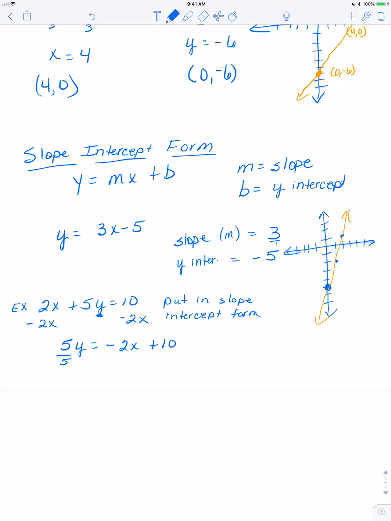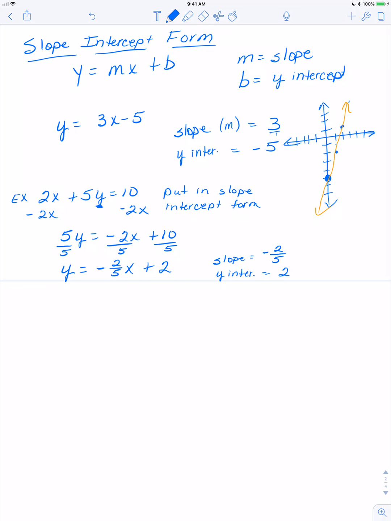Then we have to divide by 5 because we don't want to know what 5y is. We want to just know what y is. So y is, and remember, we love fractions, so don't give us decimals there, -2/5 x plus 10 divided by 5 is 2. So in this instance, can you tell me what the slope is? That's right, it's -2/5. What's our y-intercept? It's at 2. Okay, good job.